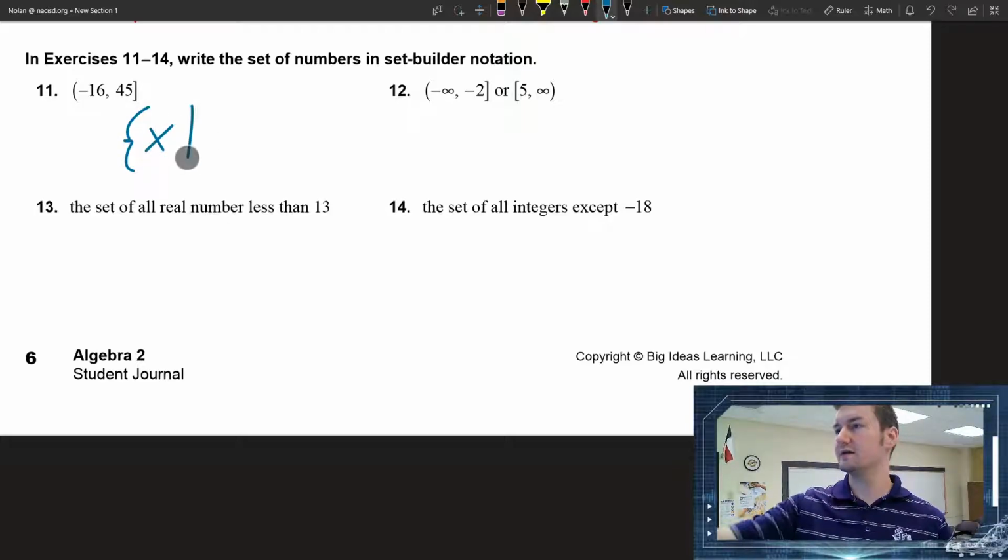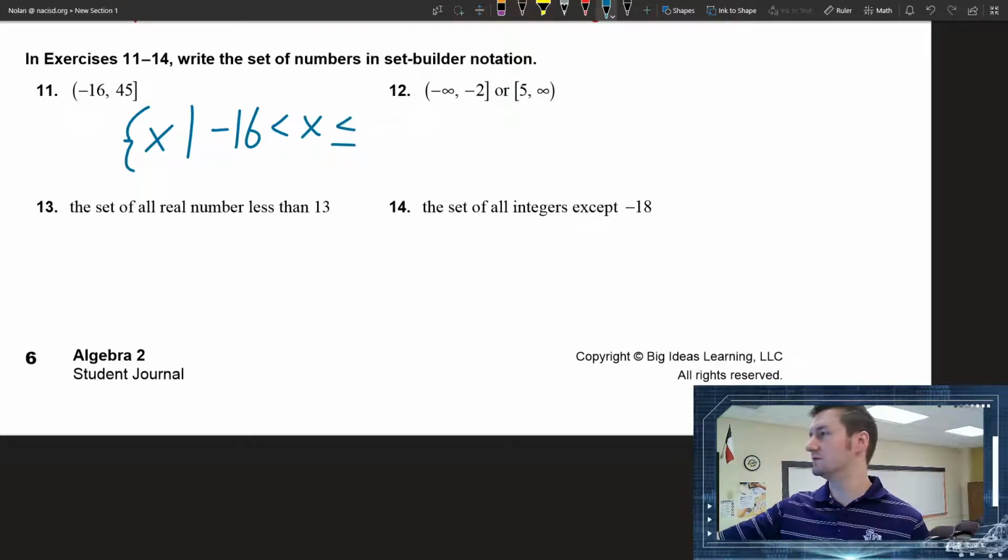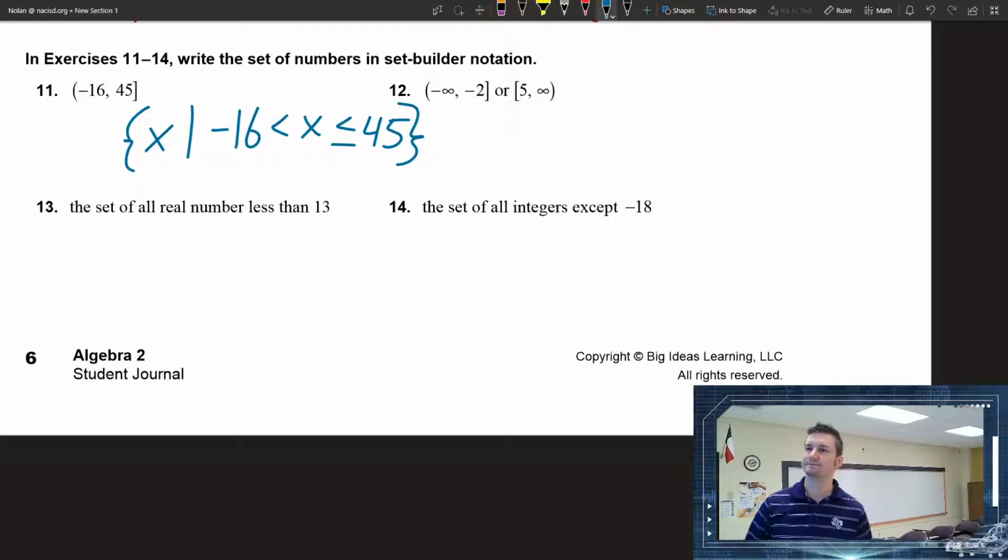All the numbers x, such that x, and the way we can write this is -16 less than x less than or equal to 45. And then we can close it. So notice we're going to use a less than sign here because we have a parenthesis, and we're going to use a less than or equal to because we have a bracket. So all numbers where x is between -16 and 45.